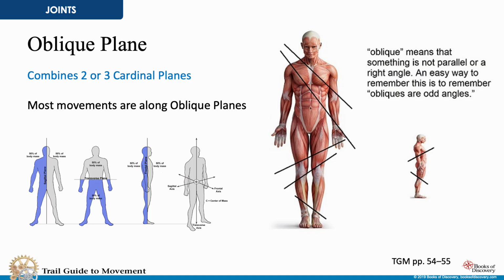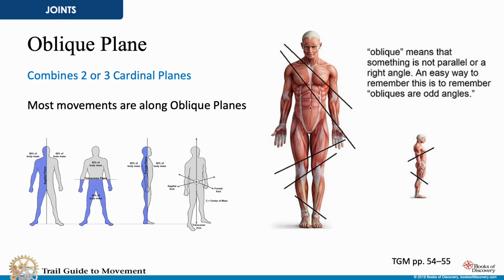Most real-world movement, however, happens in the oblique plane, which is a combination of the planes that we talked about before. So it combines two or three cardinal planes, and oblique means something that is not parallel or a right angle, so it is an odd angle. The trick here is O for odd or off angle.